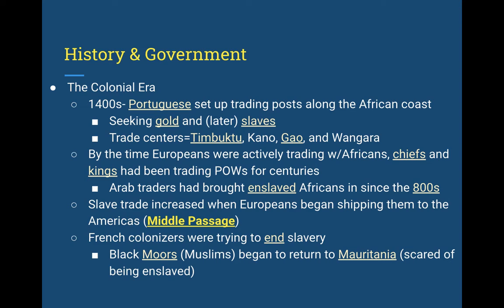So that journey from Africa to the Americas is known as the Middle Passage. Okay, so it was because it's the middle part of that triangular trade that was going on. So the French colonizers were actually trying to end slavery, and the Moors are the Muslims who lived in Spain and Morocco. They began to return to Mauritania because they themselves were scared of being enslaved.